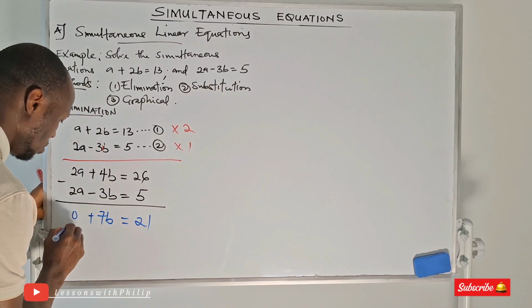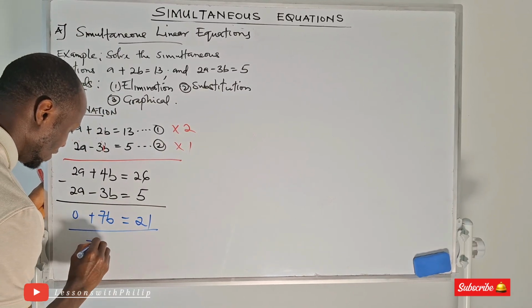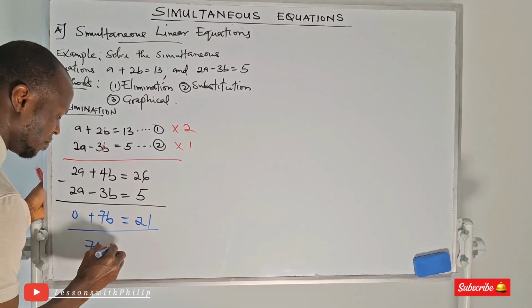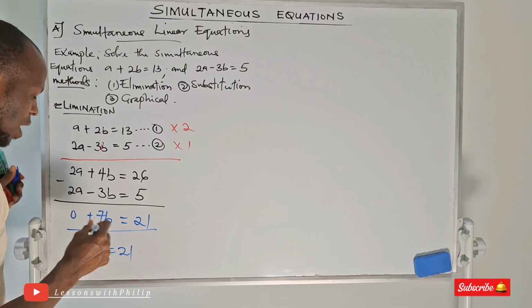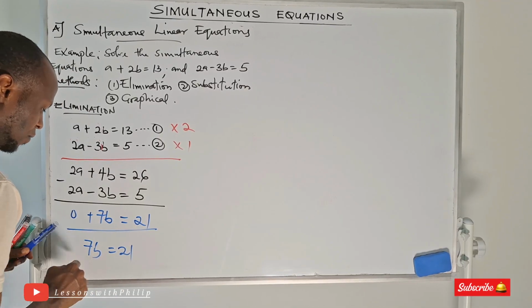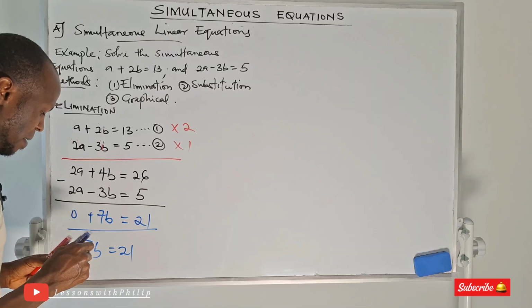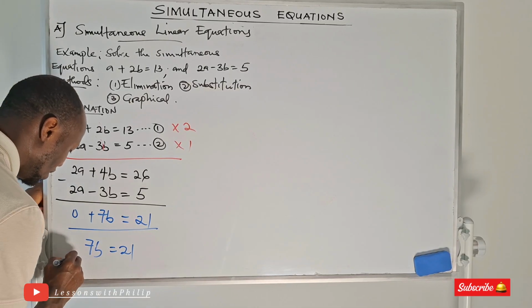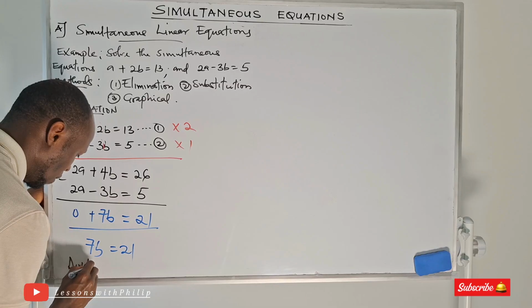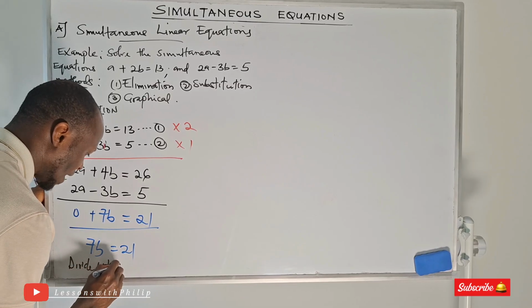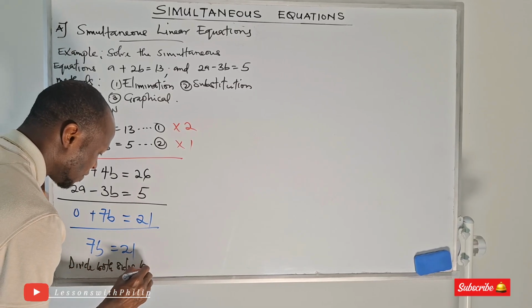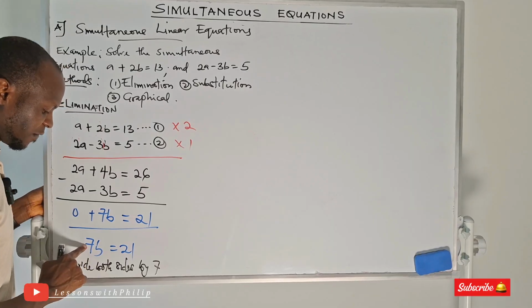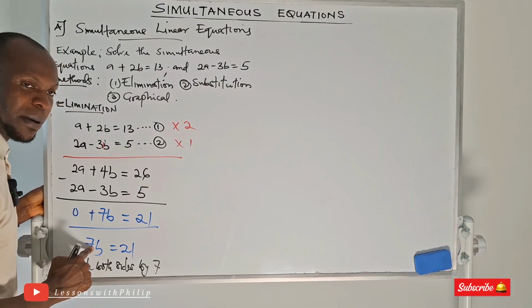Now, my 7b, 0 plus 7b is still 7b, equals to 21. What do I do here? What can I do here to make b the subject of the formula? By dividing both sides. If I divide both sides by 7, okay, don't forget 7 times b. They are joined together by multiplication.